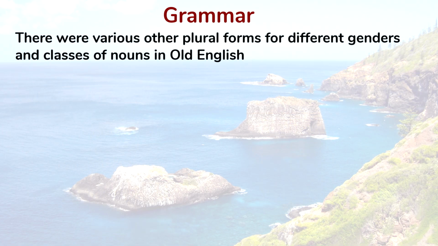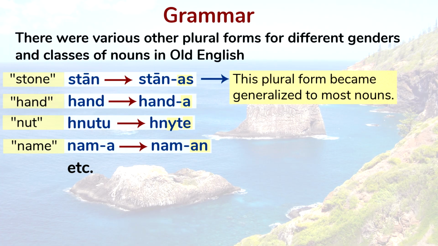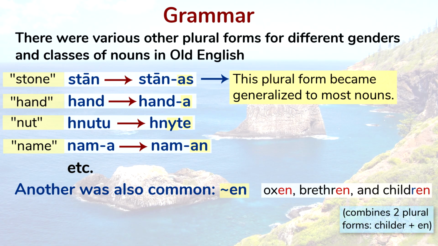There were various other plural endings for different genders and classes of nouns in Old English, but the plural form from this particular class of nouns became generalized to most nouns. Another plural ending was also common, en, which still lingers on in a few words like oxen, brethren, and children, though this one, children, actually combines 2 plural forms, childer plus en. This is a form of simplification in which a particular irregular form becomes regularized.